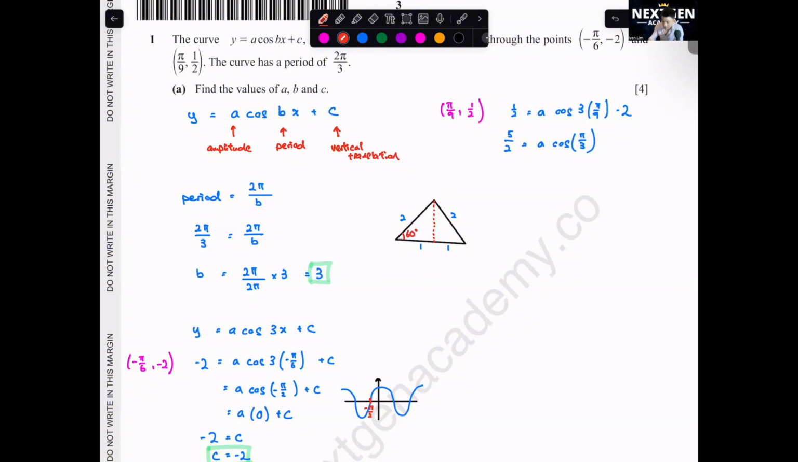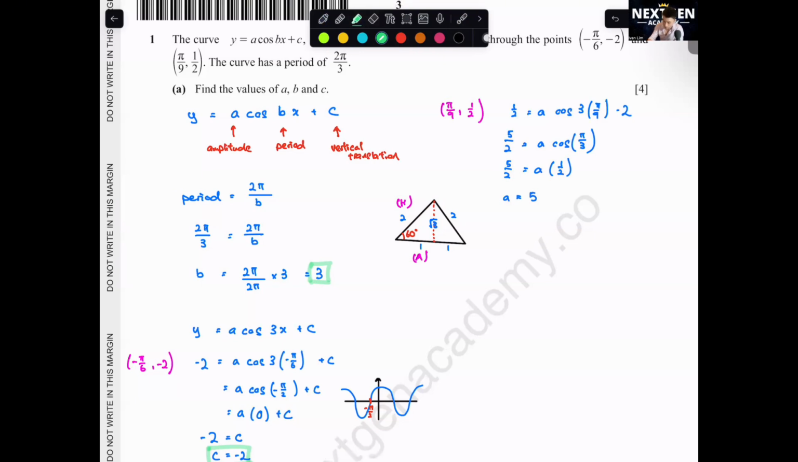Cos is... so here will be root 3. Okay, so this will be the triangle that you use: 2, 1, and root 3. Here 60 degrees, here 30 degrees. So cos 60 will be adjacent over hypotenuse, which is 1 over 2. A times 1 over 2. Got it? Therefore, A is equal to 5.